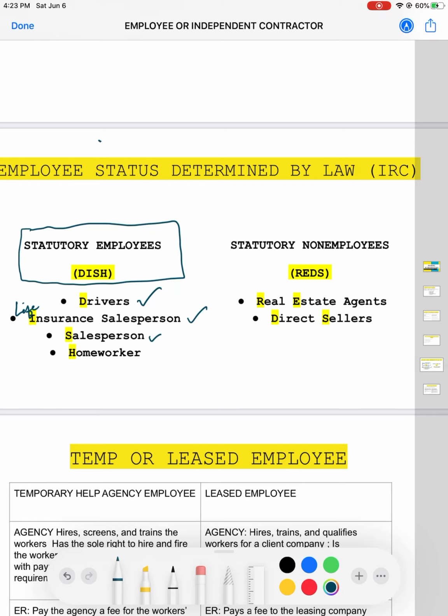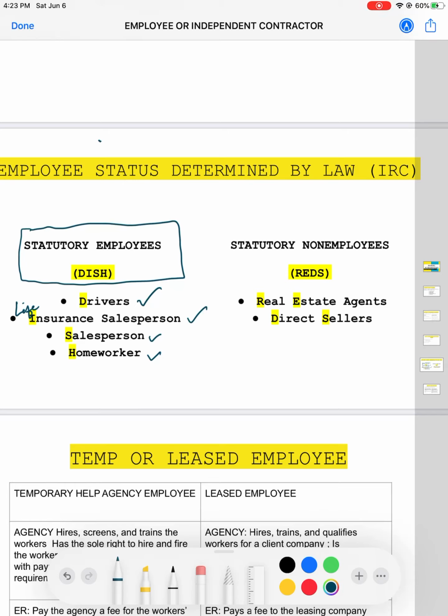And the last one is homeworker. They must work away from the employer's premises, but they must work according to the specifications provided by the employer. They should work with the goods or material provided by the employer, and whatever is not used should be returned to the employer. The earnings of the home worker who is not an employee under common law test are not subject to future tax.